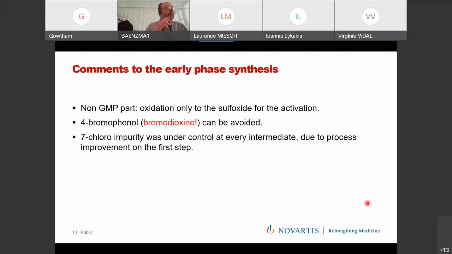So the non-GMP part, the oxidation to the sulfoxide, solved the problem with the bromodioxin issue. The bromodioxin issue was the following: the purchased 4-bromophenol contained polybrominated phenols, and they potentially can form bromodioxins, which are very toxic. And with this final early phase synthesis, we could avoid the use of 4-bromophenol. We used the 4-hydroxycinnamic acid methyl ester. And the 7-chloro impurity, which I showed you a few slides before, was under control due to process improvements on the first step.